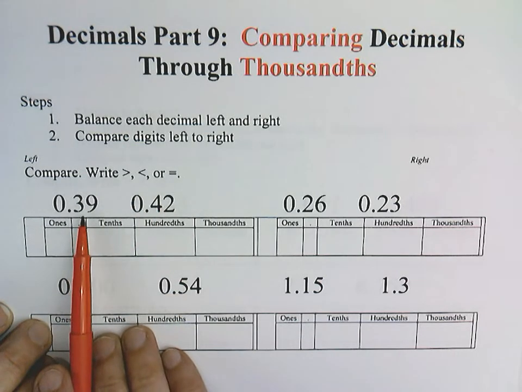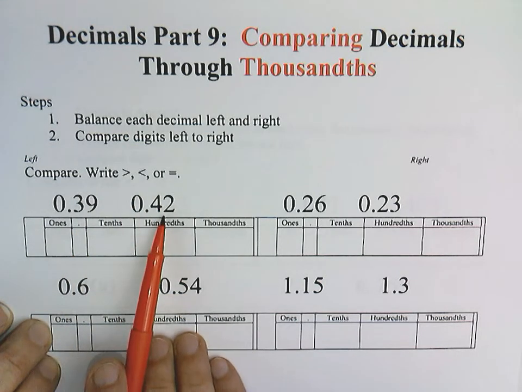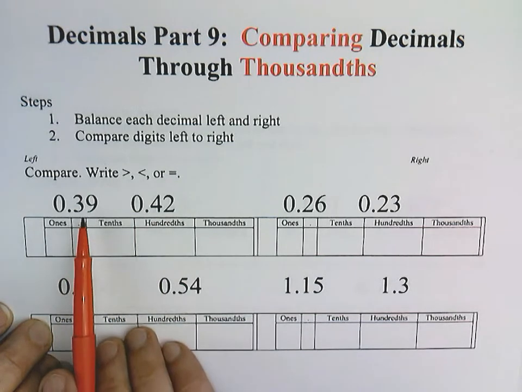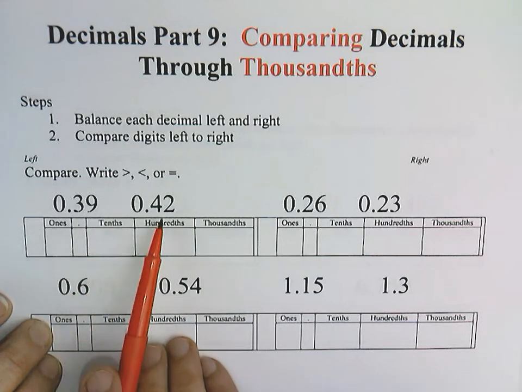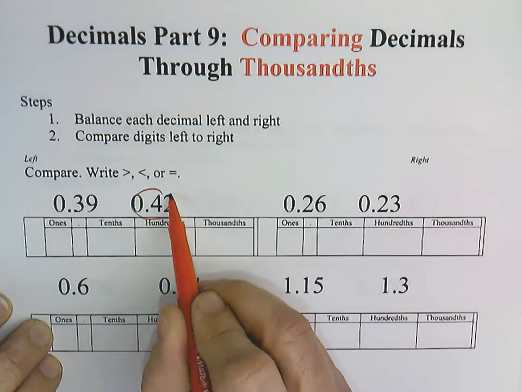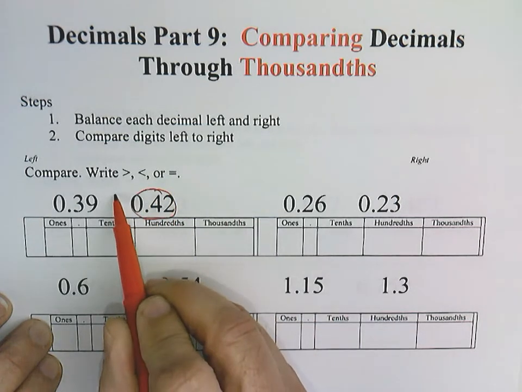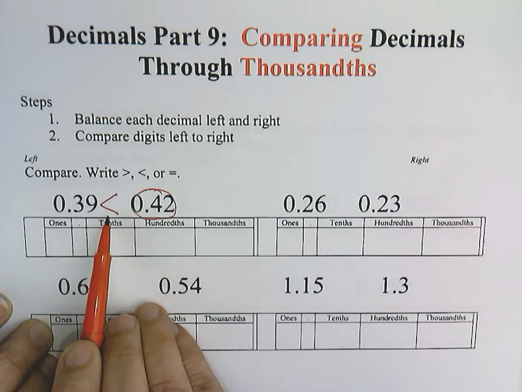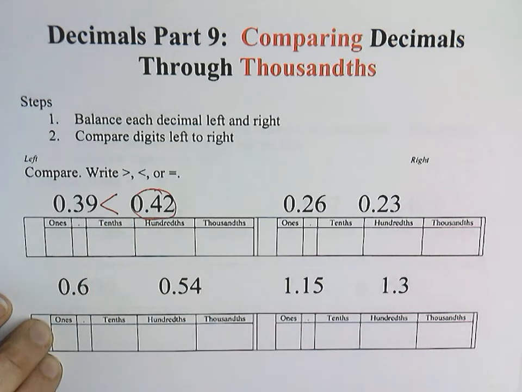So here we have 39 hundredths to 42 hundredths. Are we balanced? Yes. So this is very, very easy to compare. That 42 hundredths is greater. So usually I would tell the kids to circle, pretend that's a pizza, and this is your hungry alligator. This would read 39 hundredths is less than 42 hundredths.